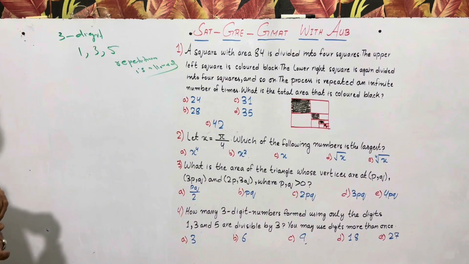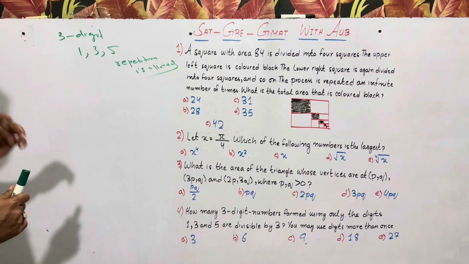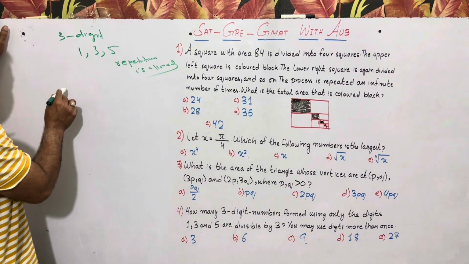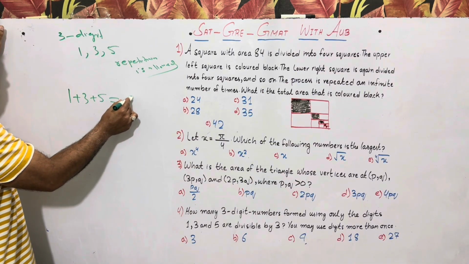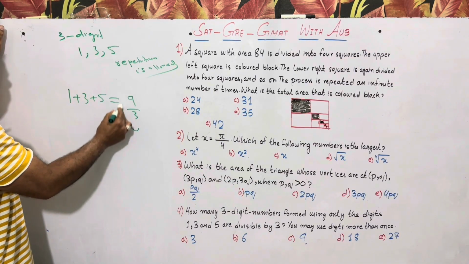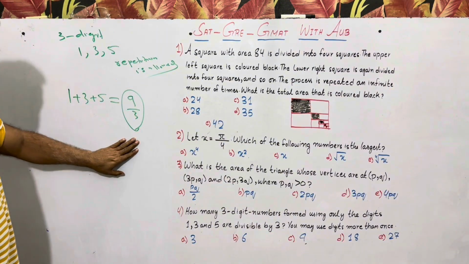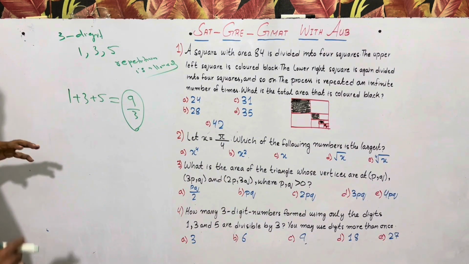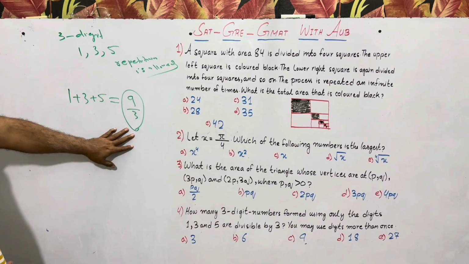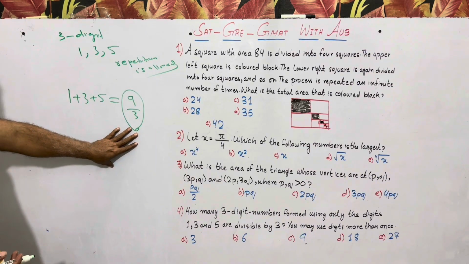Our number must be divisible by 3. Look at the beauty of these 3 digits. Add them up: 1 plus 3 plus 5. They add up to 9. 9 is divisible by 3. So, using all these digits once and only once always gives us a number that is divisible by 3.